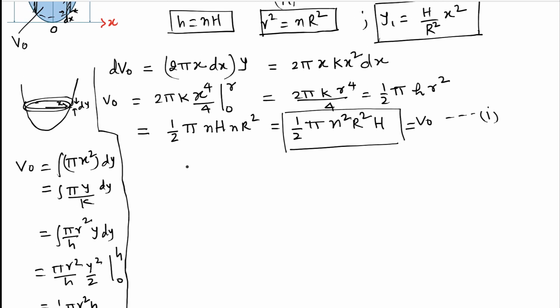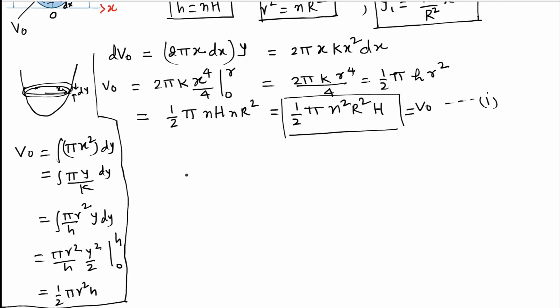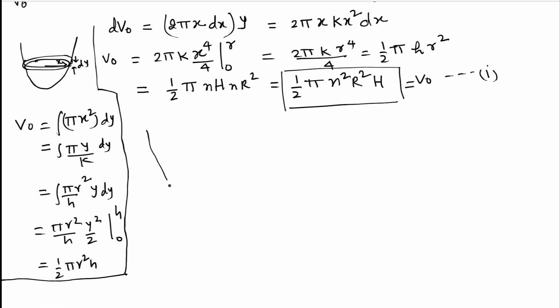Now let's move on. Now let's understand what happens when this is rotating. So let's consider this vessel once more. And at any moment when this is rotating with omega, let's say it forms a curve like this, right?